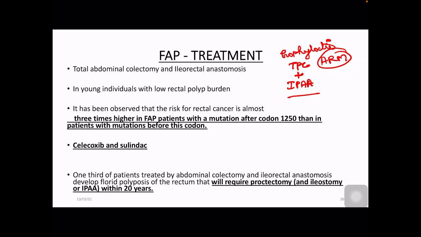And do a stapled anastomosis. Always, as I said before, in young individuals, you can avoid a proctectomy. You can do a proctectomy in the future once he has completed the family, so that fertility is not affected.